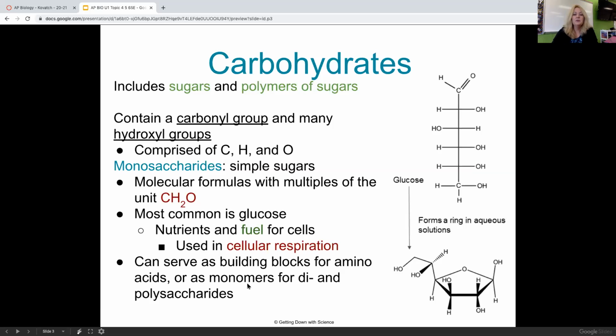It can serve as a building block for an amino acid. And it can also serve as a building block for monomers for di and polysaccharides. So carbohydrates, very important.